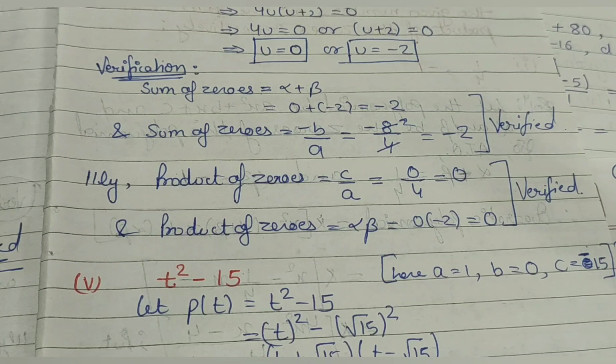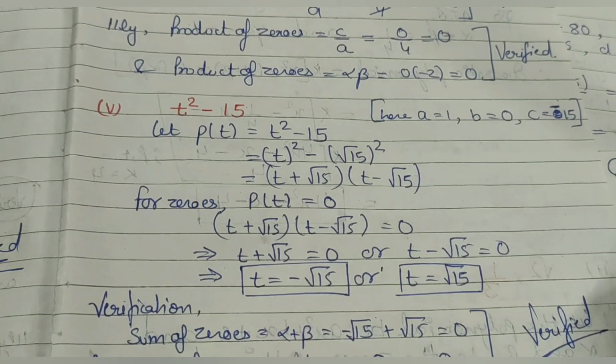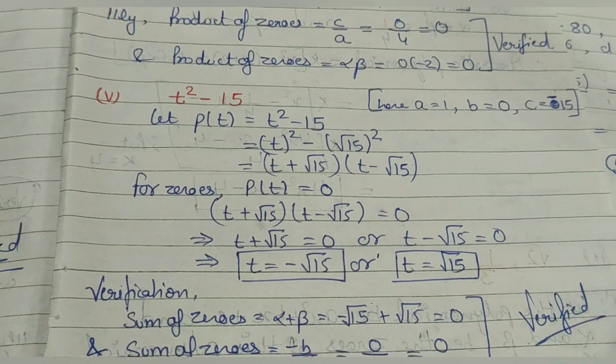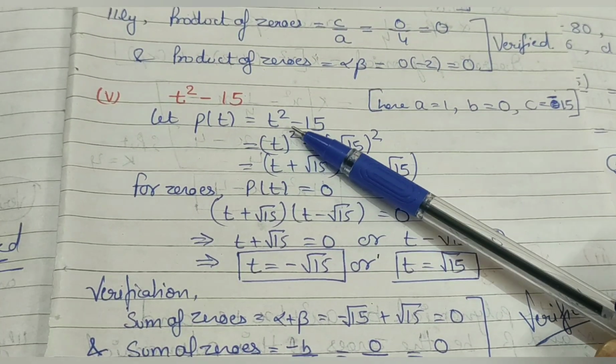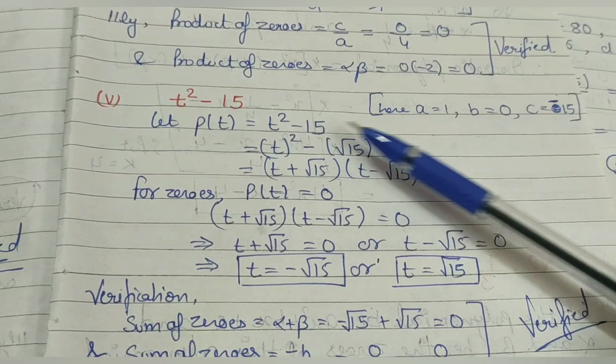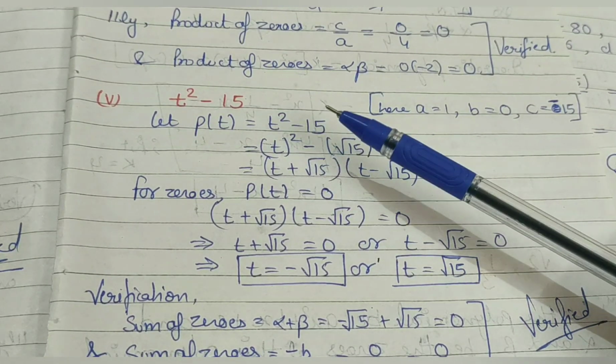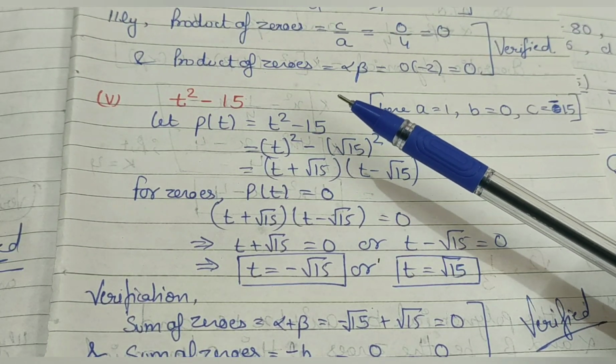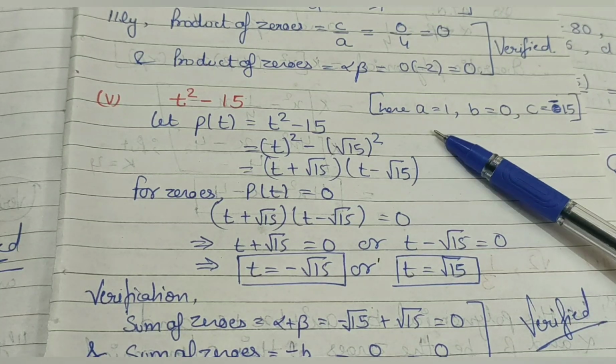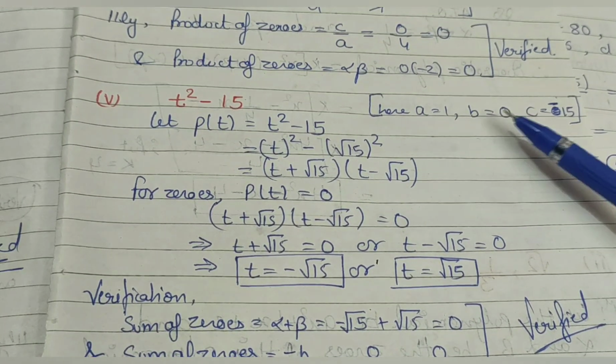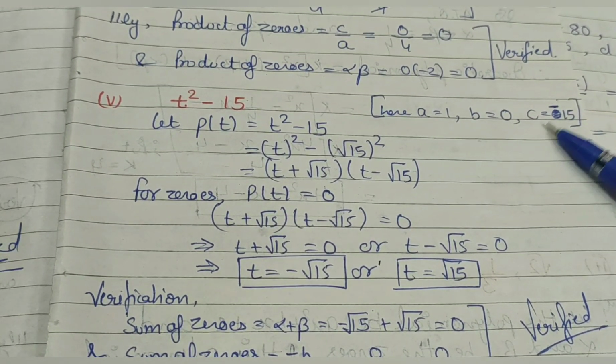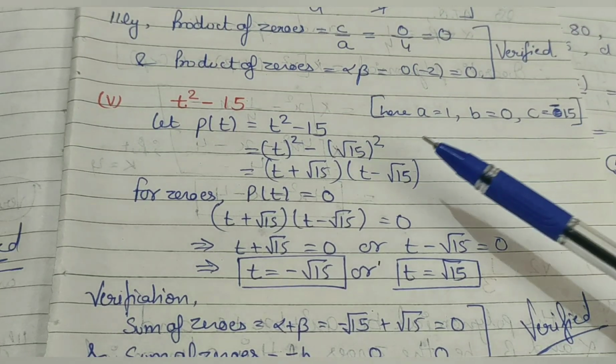Now let's move on to the next part, that is the fifth part, t square minus 15. Let this be p(t) as t square minus 15. Again you can observe here that the term which contains t is missing. So it means a is 1, b is 0 and c, the constant term, is minus 15. Now I need to find the factors.